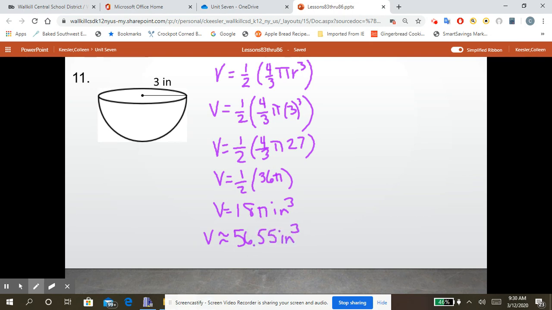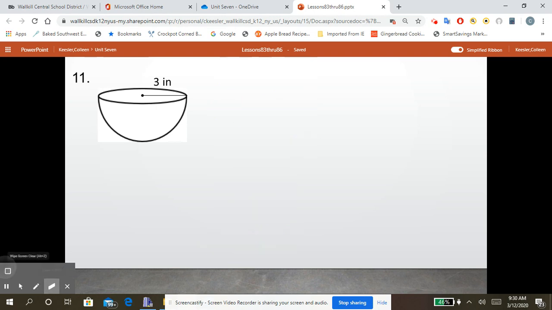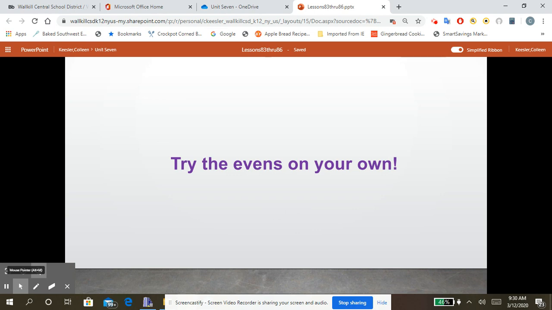inches cubed. Okay, so that's using a lot of formulas. Again, you're just plugging numbers in. You can use your calculator if you need to. You guys are going to finish the rest of the notes on your own. Make sure you check in with me so I can verify that you got all of the answers correct before moving on to today's exit tickets and homework.